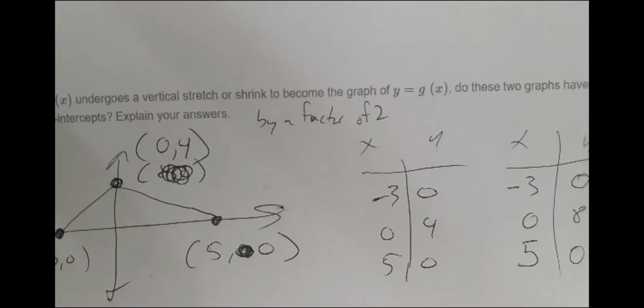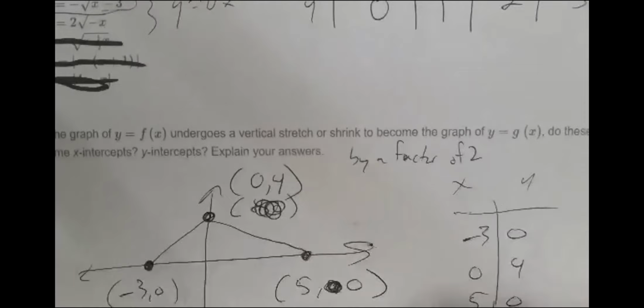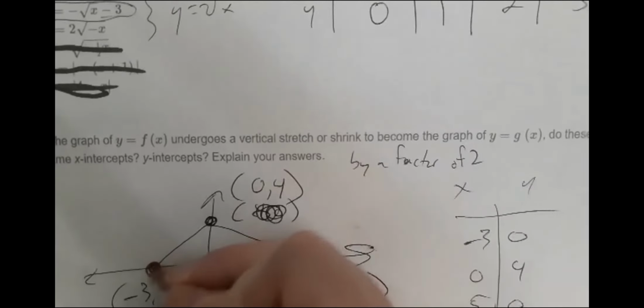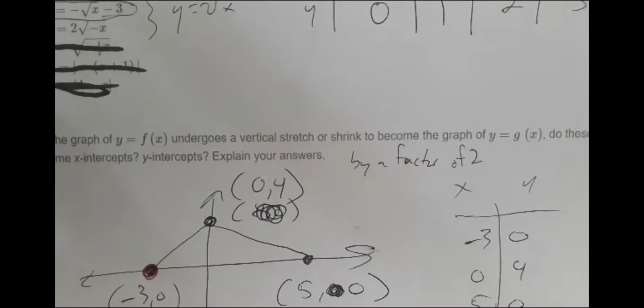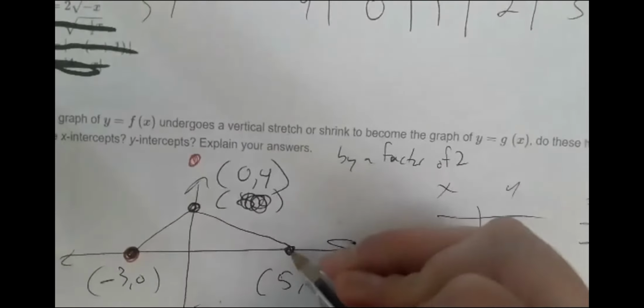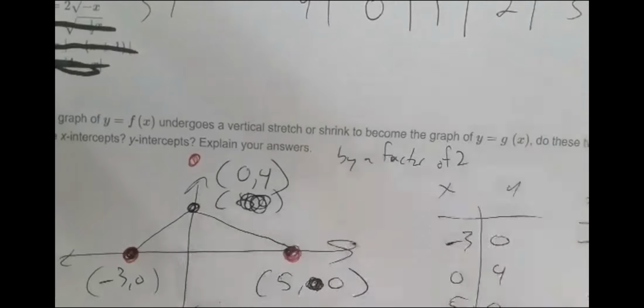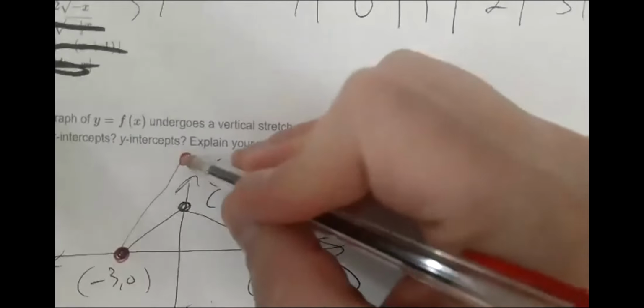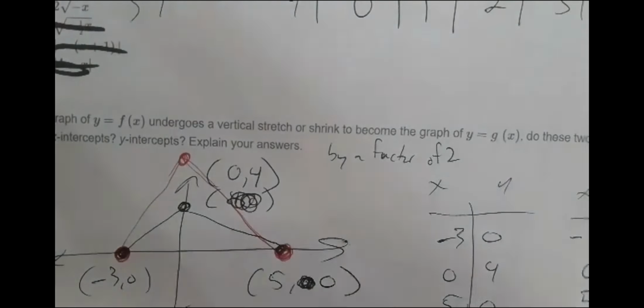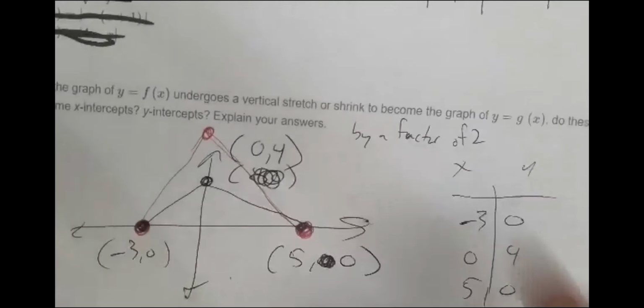So what is this telling me? My -3, 0 is still the same. My 0, 4 becomes a 0, 8. And this thing is still the same. So when we do vertical stretches or shrinks, we're pulling things out from or away from the x-axis.